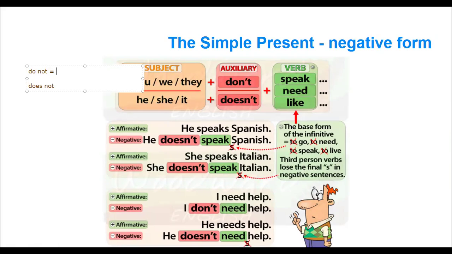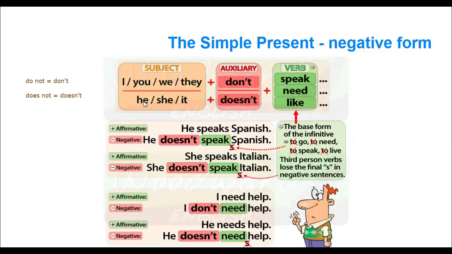The contraction for do not is what? What is the contraction? Don't. Don't, correct. And the contraction for does not is doesn't. Okay? So don't forget that these are the complete forms and the contracted forms for the auxiliaries. After we use the auxiliaries, we're going to use what? The verb, okay?